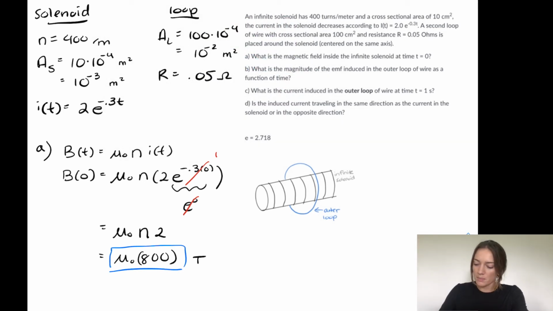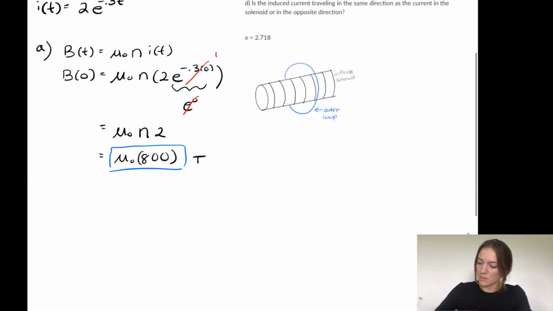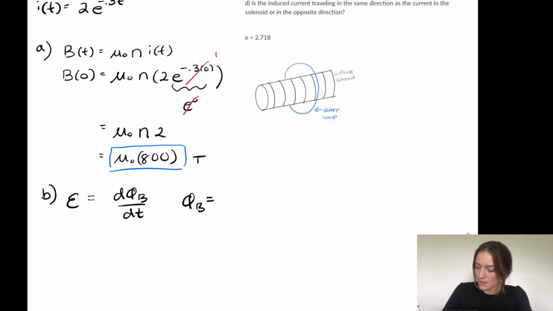And then for part B, we want to know what is the magnitude of the EMF induced in the outer loop as a function of time. We do the same thing as we did in the previous problem. We have the EMF, and I'm going to ignore the negative sign since we're looking at just the magnitude, is the time derivative of the magnetic flux through that outer loop. That's just the magnetic field times the area of the loop.